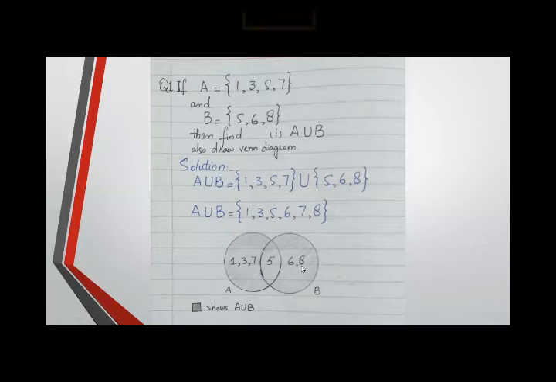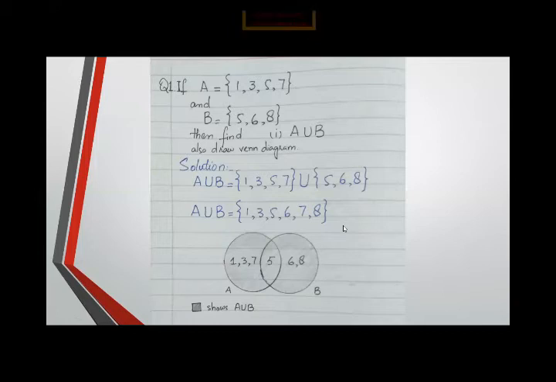Now students, the most important thing is that you have to shade the complete circles, or the complete Venn diagram, because this shading shows A union B. It means that all the elements are included in the set. This is your final answer. You know that all the numbers are included in your set, so we shade the complete diagram, or the complete circles.